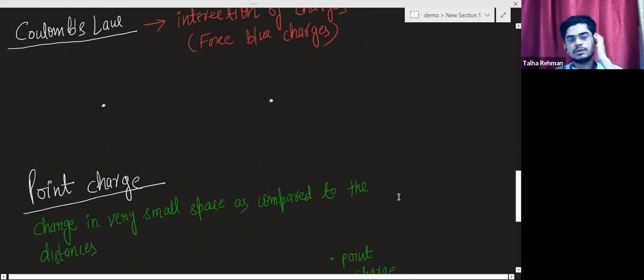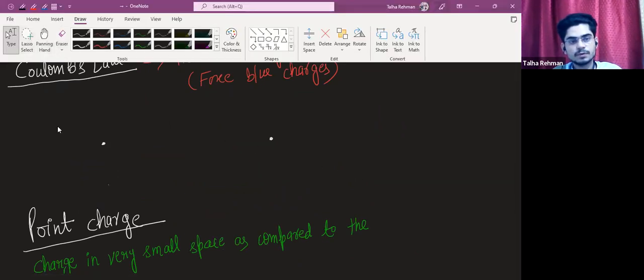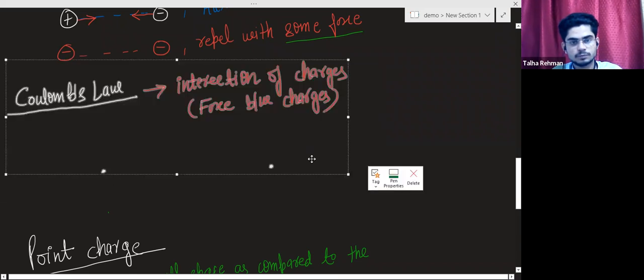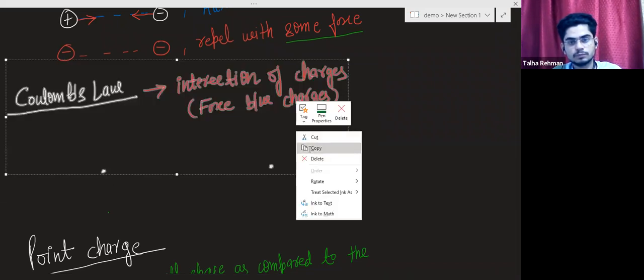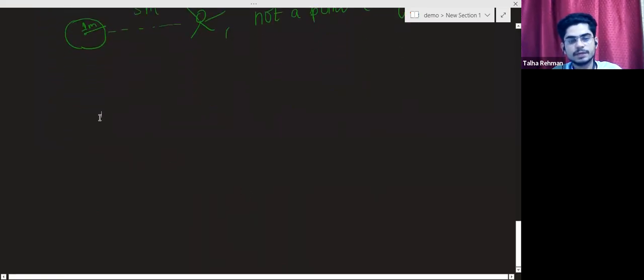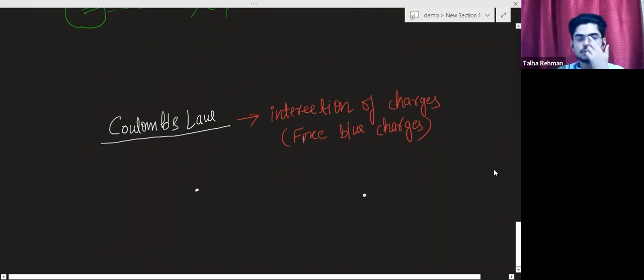So, but Coulomb said that, so I think now you have clarity about the point charges. What are point charges? So we are at Coulomb's law. Coulomb's law simply tells the force or interaction between the charges.